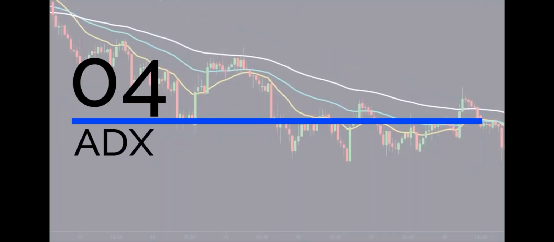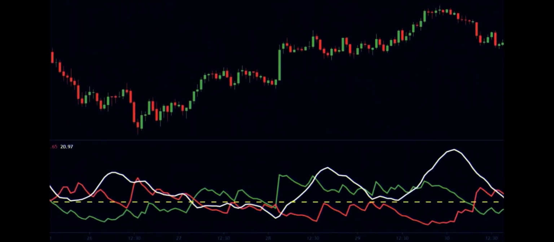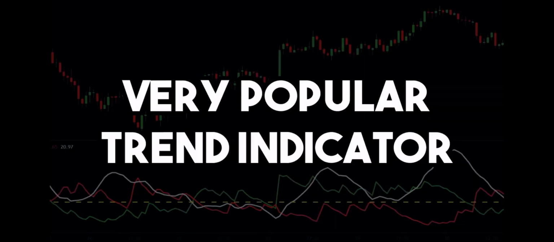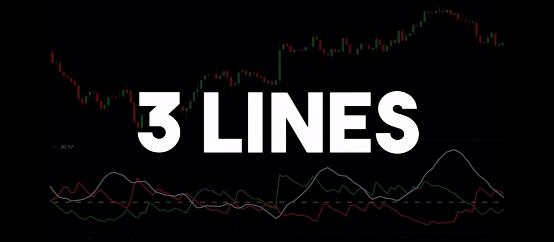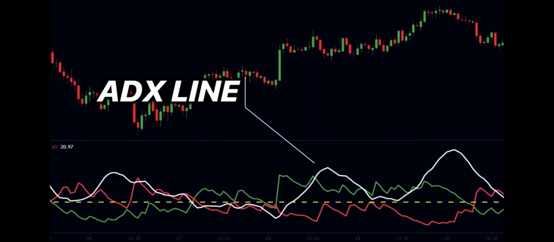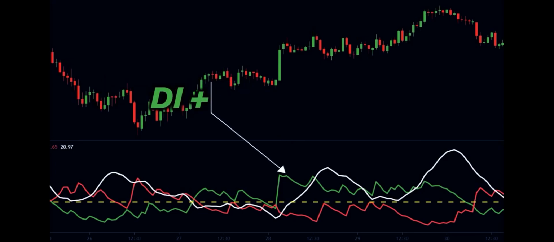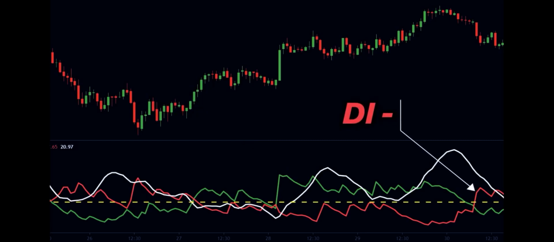Technique number 4. ADX. The ADX is also a very popular trend indicator that is widely used by trend traders. The ADX is an oscillator that consists of 3 lines. The white line here is the ADX line. The green line here is the positive DI line. And the red line here is the negative DI line.